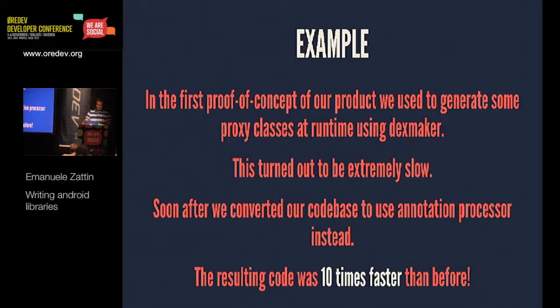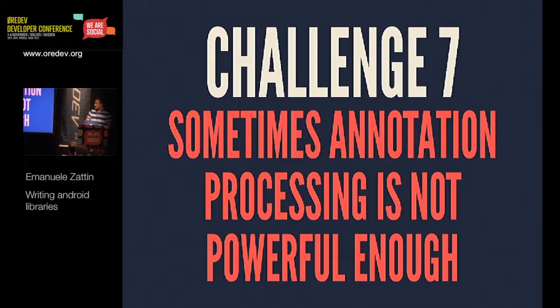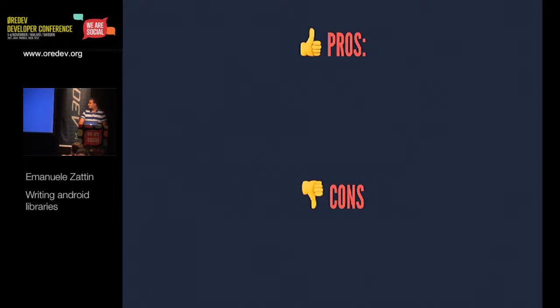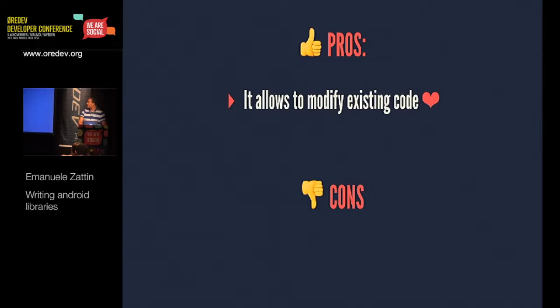So, that being said, sometimes annotation processing is not enough. Why? Well, I stated one of the limitations before, the fact that you cannot modify existing code. You can only create new code. And sometimes you really need to change some existing code. And the solution to that is bytecode weaving or bytecode manipulation. Same treatment. Yes, it allows you to modify existing code.